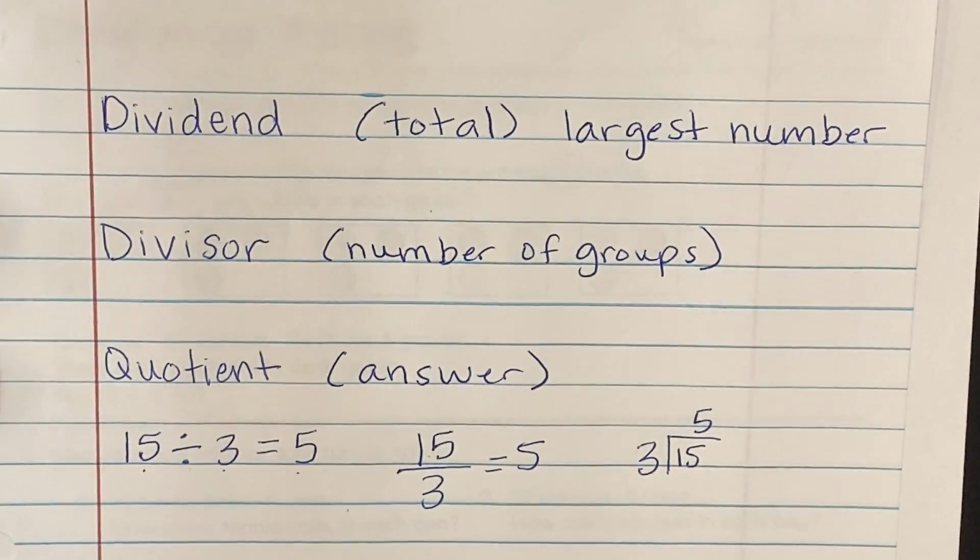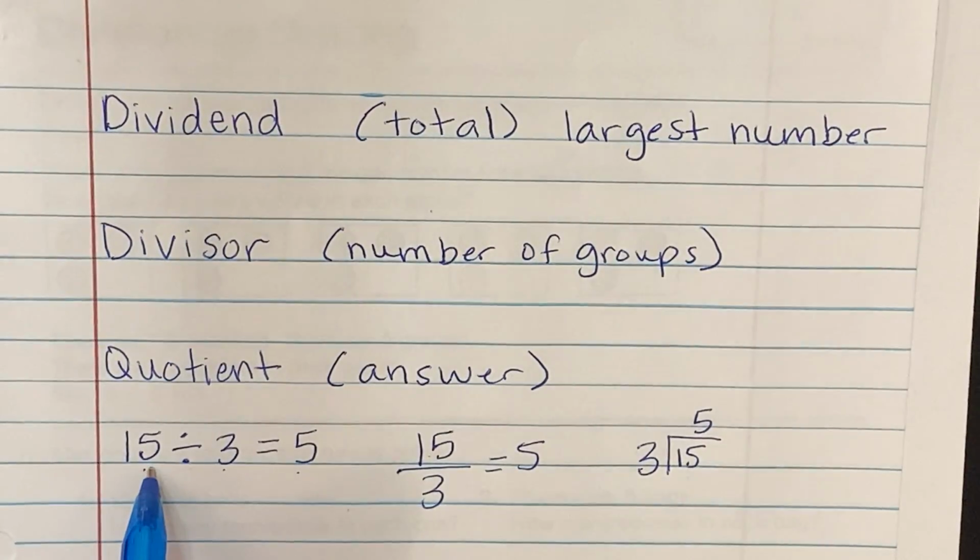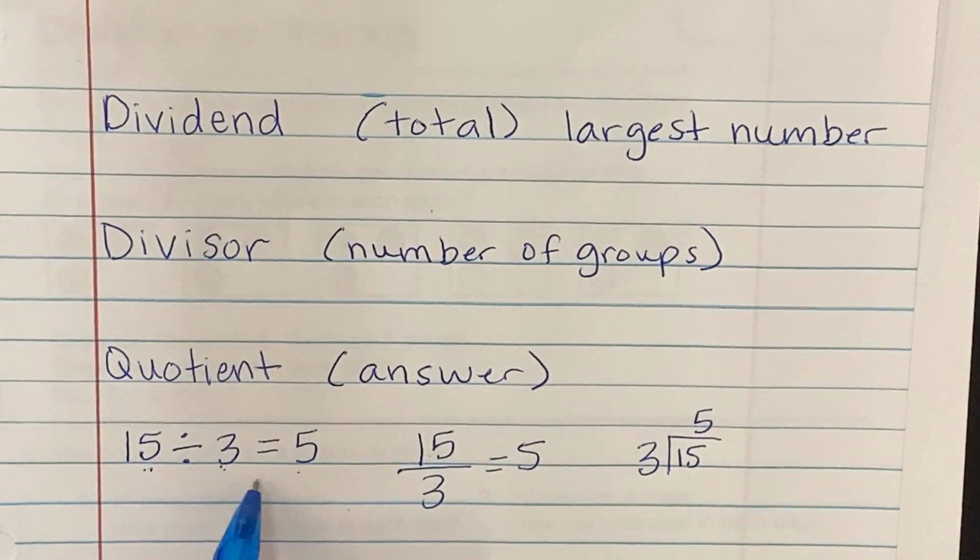Your dividend is your total or your largest number, the number you start with. So 15 in this example would be our dividend. The divisor is the number of groups, which would be this number, 3, and the quotient is the answer, which would be 5. You might also see division problems written this way with a fraction bar or a division bar, and you might see them look like this, a division box.